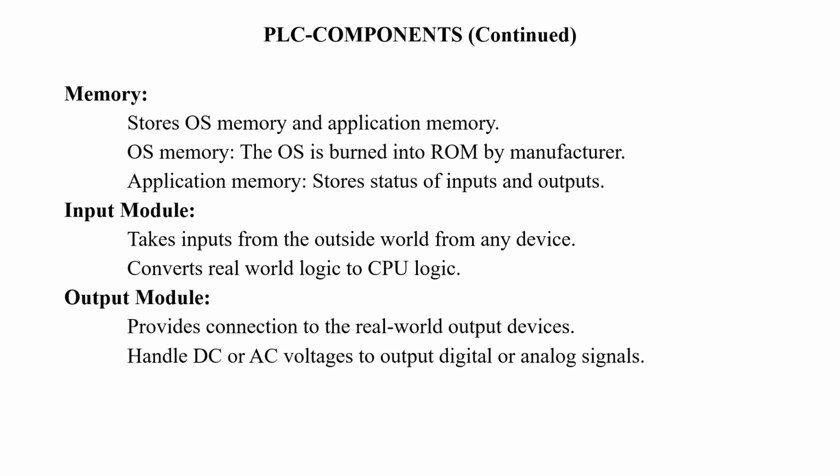And next is the output module, which provides the connection to the real world output devices. It handles DC or AC voltages to output digital or analog signals, that is, it processes from the machine, from the CPU to the plant. So that is your output module. It is very clear that the input module interfaces the plant to the computer, that is, the PLC, and the output module interfaces the computer with the plant. So this forms the PLC components.